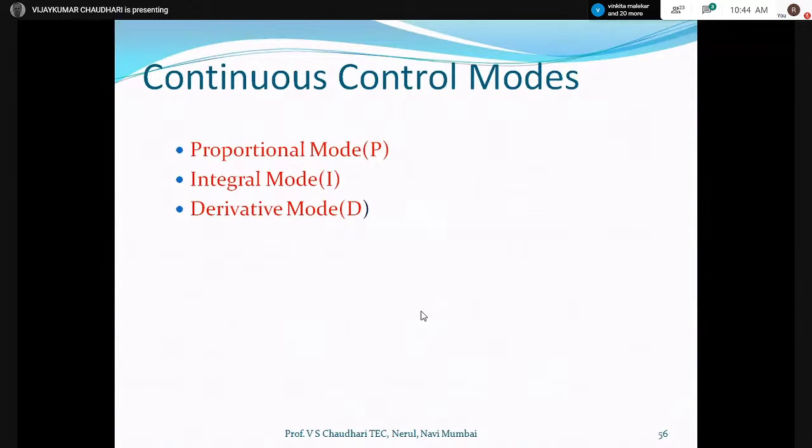In all these types, this discontinuous control mode is not suitable where accurate control is required, where a more precise relation is required between controller output and the error. This discontinuous control cannot be used. We have to use the continuous control modes, right?